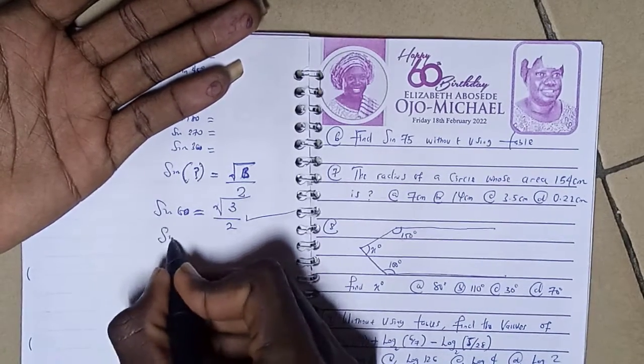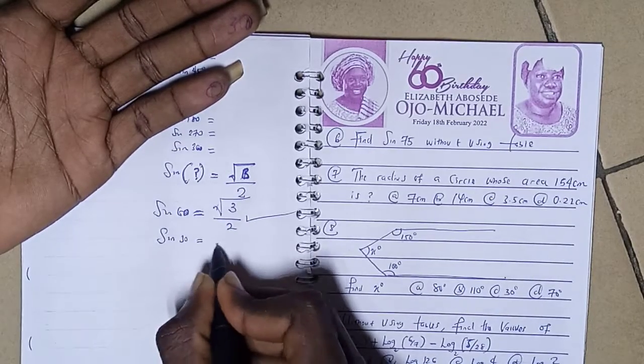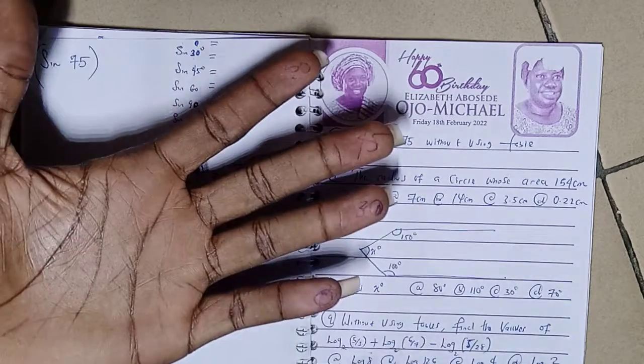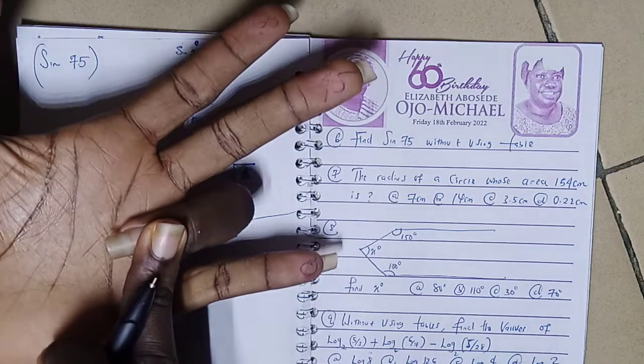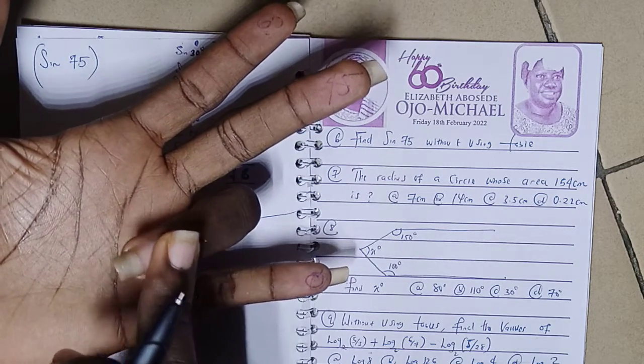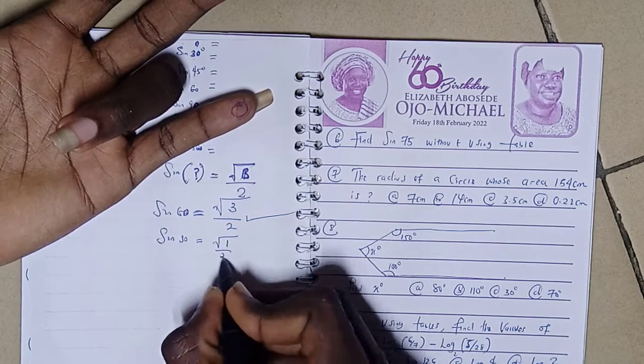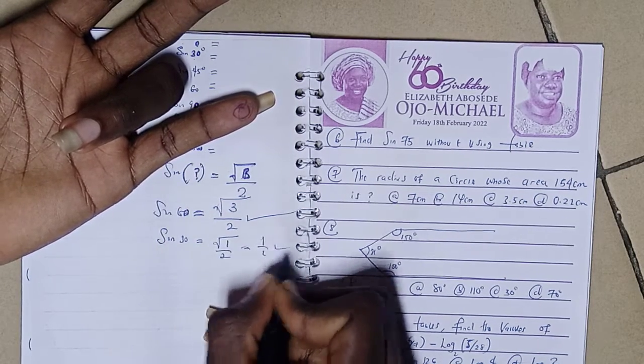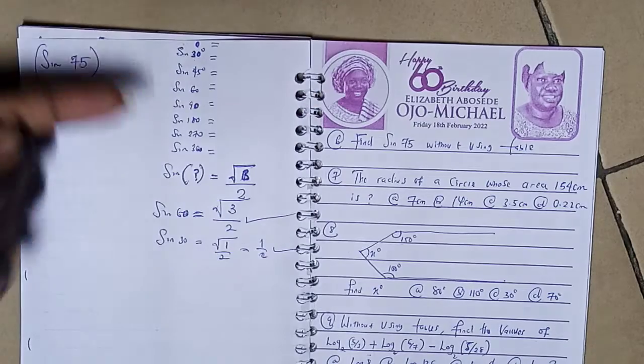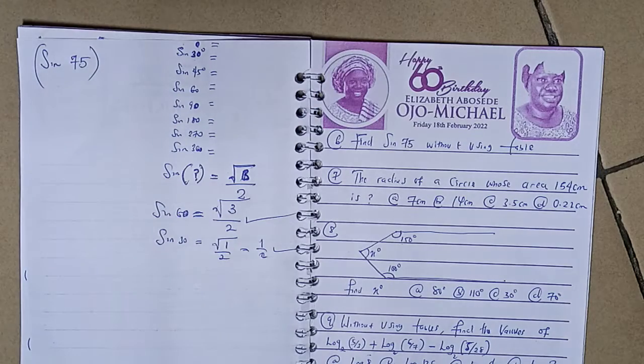Similarly, what if I ask to find sine 30? Sine 30 will be the square root of the number of fingers before this position. That's just 1, so the square root of 1 over 2. And what's the square root of 1? That's 1, so 1 over 2. Without using a calculator, you can easily get sine of all special angles.